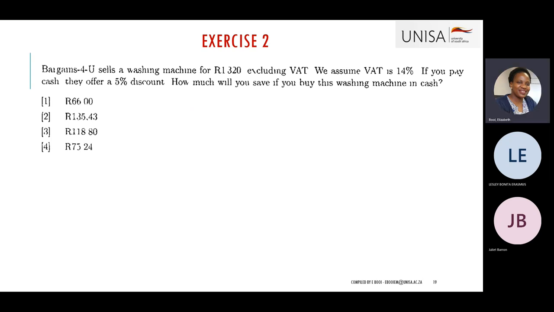Remember now, excluding VAT, we assume VAT is 14%. If you pay cash, they offer a discount of 5%. How much will you save if you buy this washing machine in cash? So they are selling it excluding VAT, and we assume that VAT is 14%. Do we add VAT or no VAT? Because they don't say. If you pay cash, they offer a 5% discount. So are we only going to pay the amount based on the 5%, or do we also need to include VAT? How much will you save if you buy the washing machine in cash?